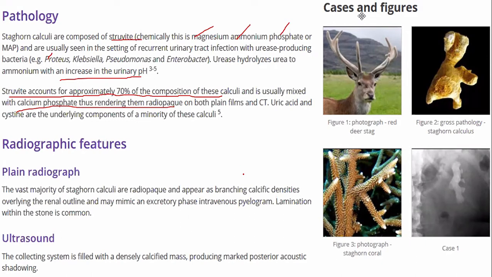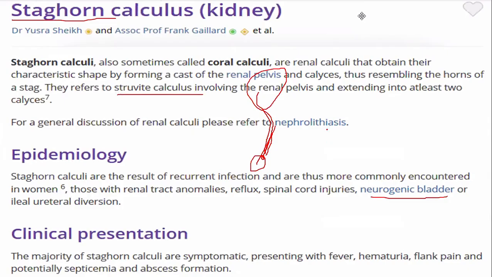So the vast majority of staghorn calculi therefore are radiopaque and appear as branching calcific densities overlying the kidney. On ultrasound, the collecting system is filled with a densely calcified mass producing marked posterior acoustic shadowing. That's what I mean. The shadowing. This one.